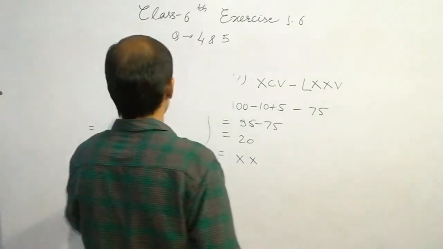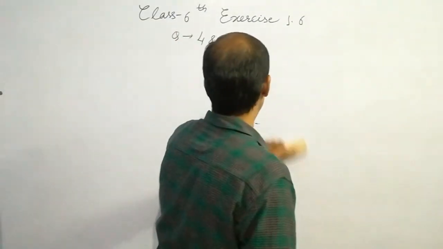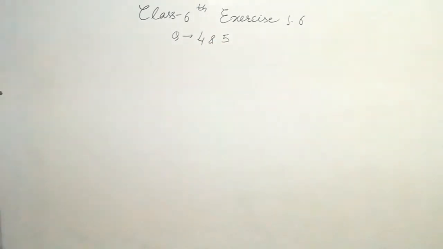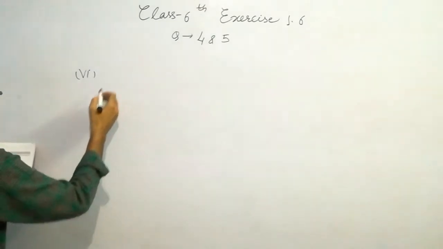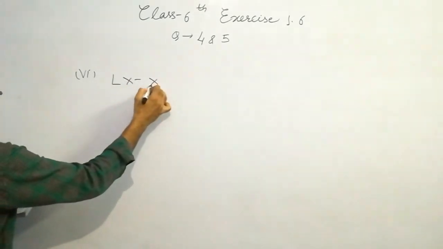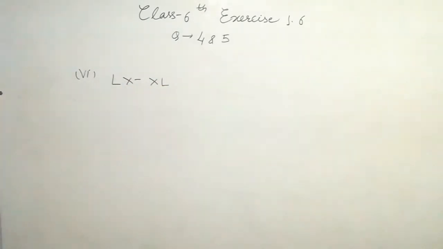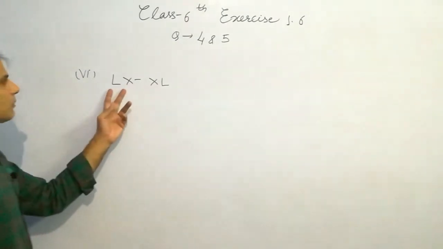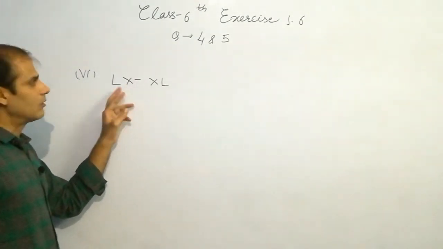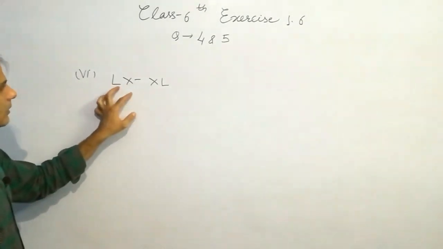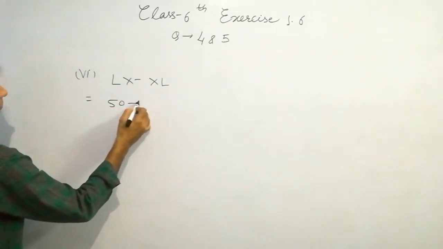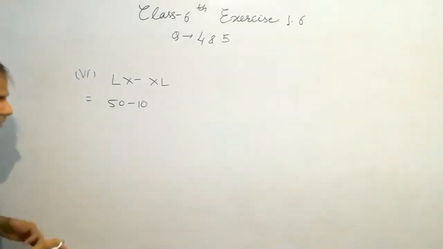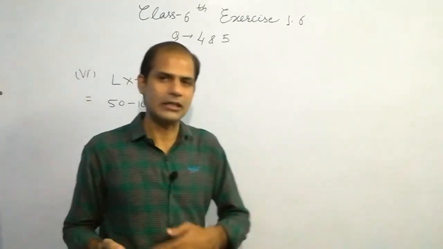Last is sixth part. So sixth part is LX minus XL. Okay, very interesting question. Both the symbols are reversed. Okay, it is LX, it is XL. See, this is 50 minus 10. Again I am going to solve this question in a different way.